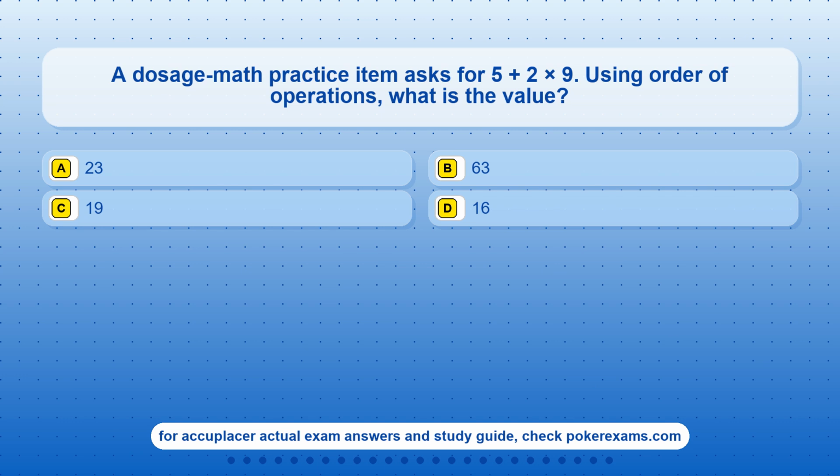Question 25. A dosage-math practice item asks for 5 plus 2 times 9. Using order of operations, what is the value? Option A, 23. Option B, 63. Option C, 19. Option D, 16.